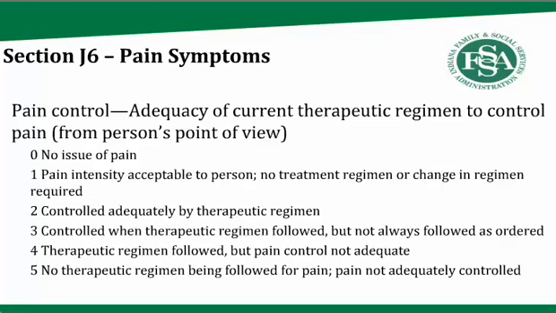So if they have no issue of pain, then that's a 0. Pain intensity could be acceptable to the person, so no treatment regimen or change in regimen is required. It's controlled adequately by a therapeutic regimen. It's controlled when the regimen is followed, but it's not always followed as ordered. The regimen is followed, but pain control is not adequate, or there is no therapeutic regimen being followed, and pain is not adequately controlled. So those are your choices to capture pain control for your client.